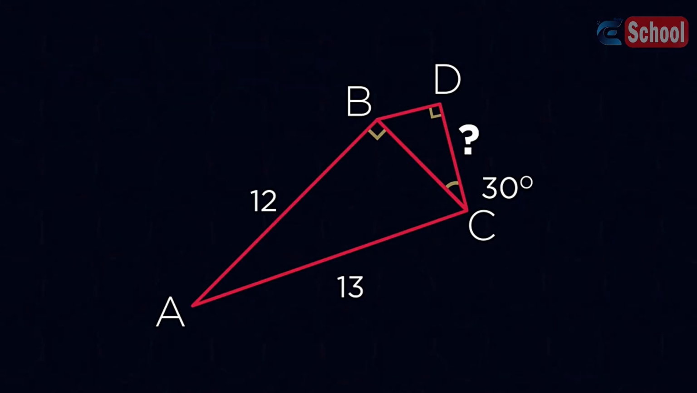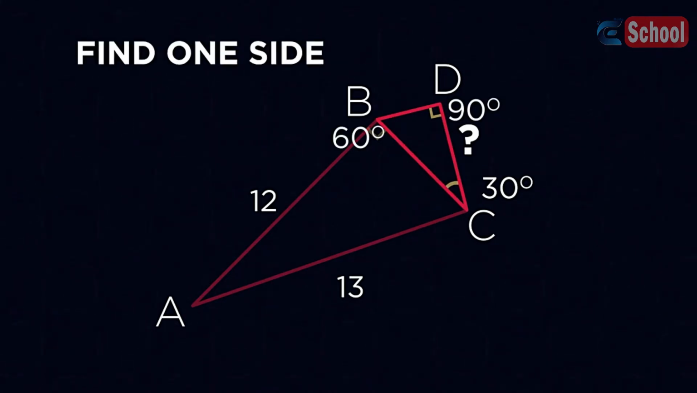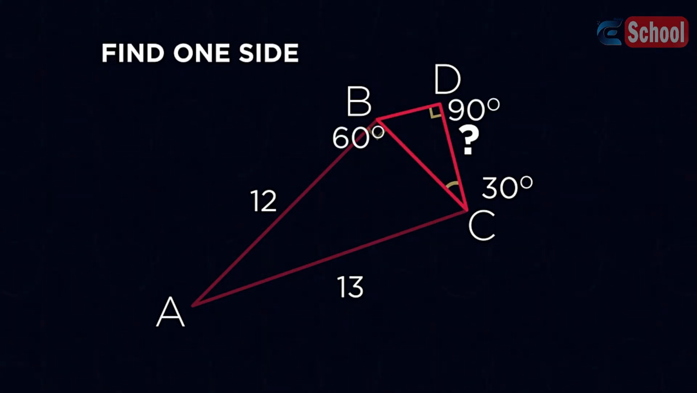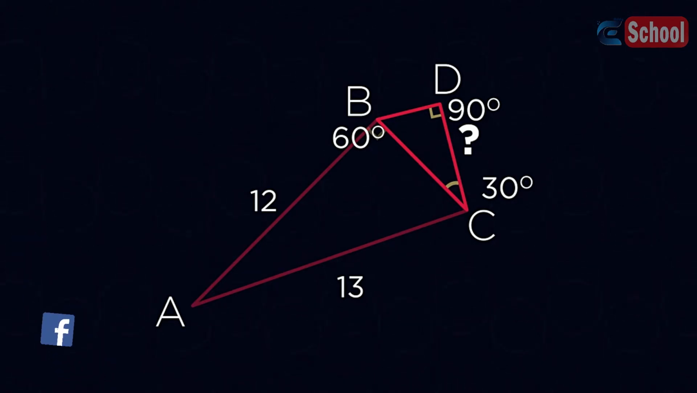So our first step is to find more information about this triangle. We already know all the angles, so we need to find one side, and after that we'll be able to use Sohcahtoa ratios to find the other sides.